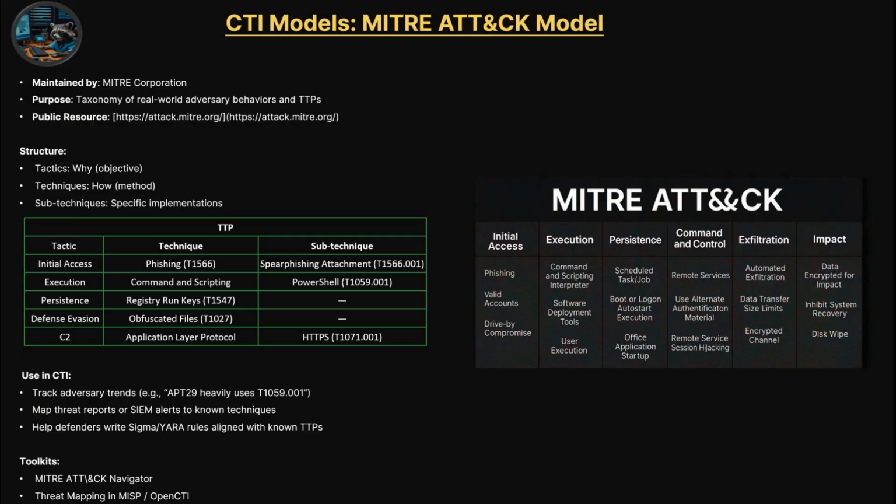Now, how is it used in CTI? It is helpful to keep track of adversary trends, for example, APT29, which heavily uses T1059.001. It maps threat reports or similar to known techniques. It helps defenders to write Sigma and YARA rules aligned with known TTPs. Now the toolkits that are being used here are MITRE ATT&CK Navigator, and threat mapping in MISP or OpenCTI.